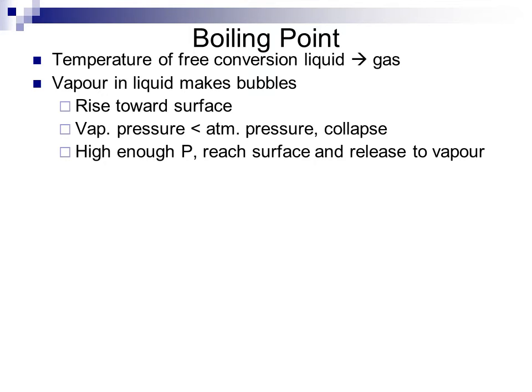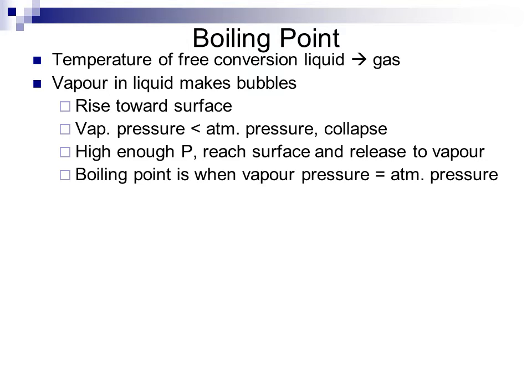However, if the overall vapor pressure is high enough, those bubbles will reach the surface and explode, releasing the vapor into the atmosphere surrounding the liquid, and those vapor particles will then be free to move away. The boiling point occurs when the vapor pressure of a liquid is equal to the atmospheric pressure around it. So boiling point is dependent upon atmospheric pressure.